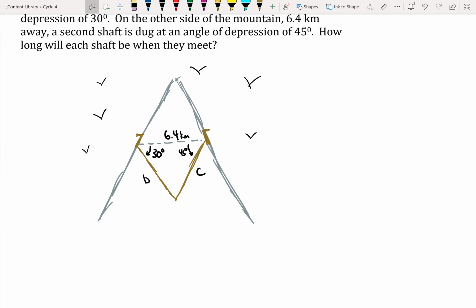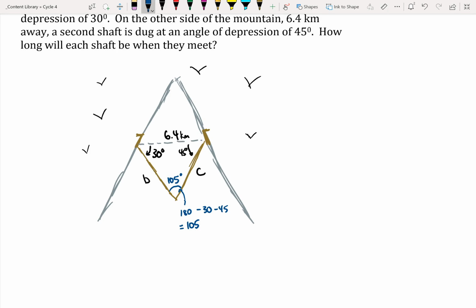So how do we solve this one? Well, again, the first step we want to do is solve for any missing angles that we can using our angle properties. This is what we would have learned in grade 9. To find the third angle, 180 minus 30 minus 45 should get 105 degrees.